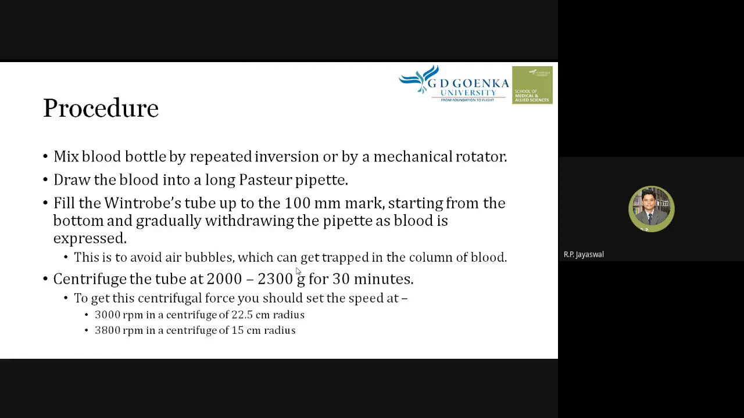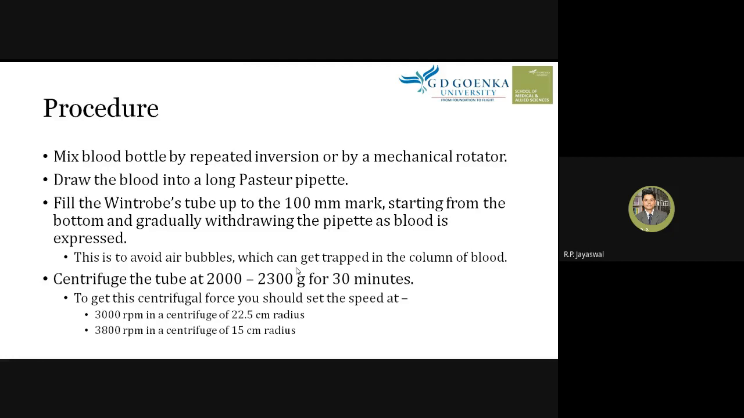After that, once you have filled the Wintrobe tubes, you have to centrifuge the tube at 2000 to 2300 gravity for 30 minutes. To get this centrifugal force, you have to set the speed at 3000 rpm in a centrifuge of 22.5 centimeter radius, or 3800 rpm in a centrifuge of 15 centimeter radius.